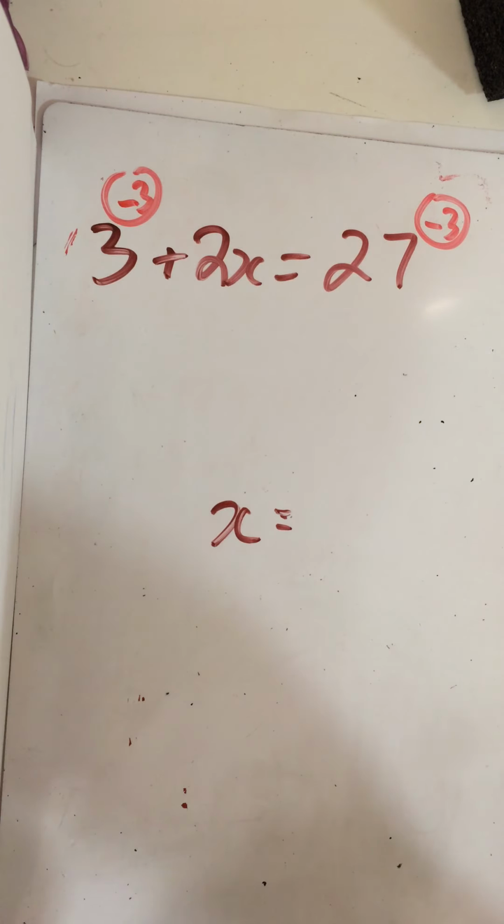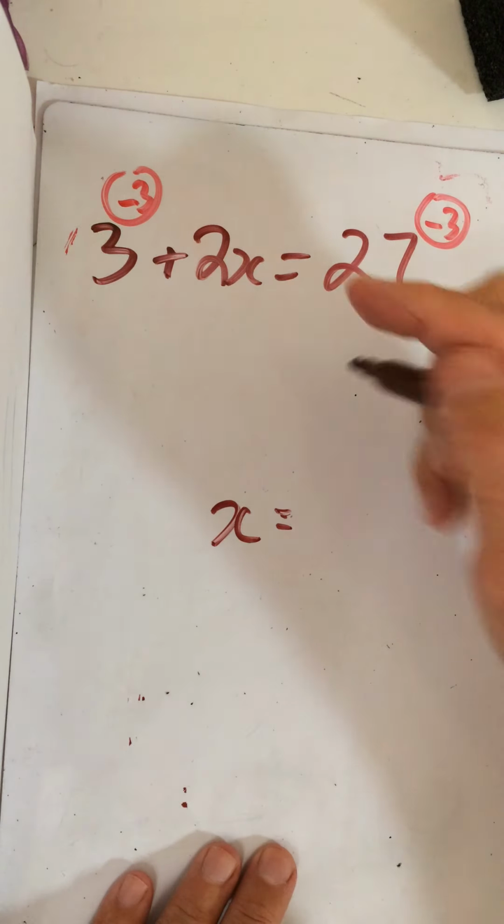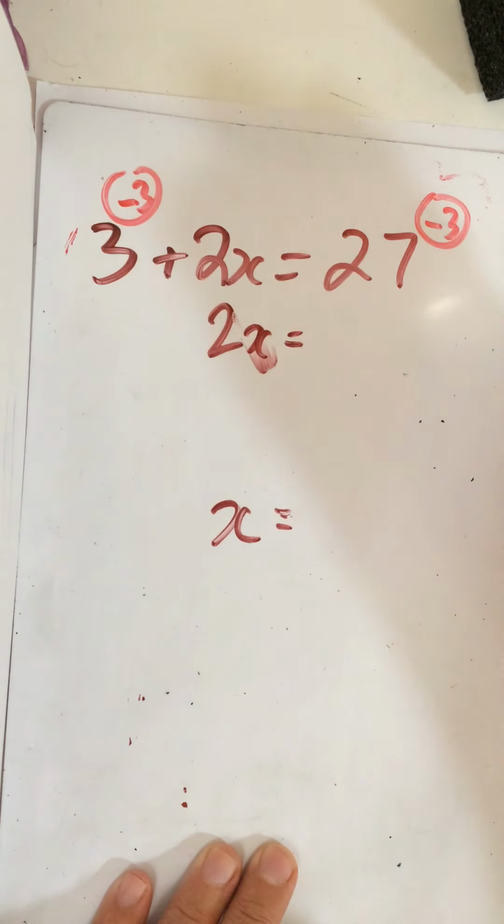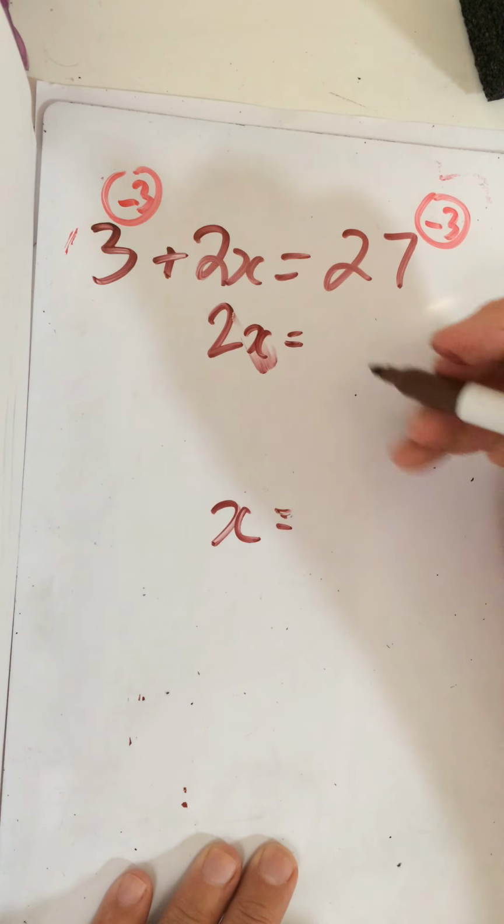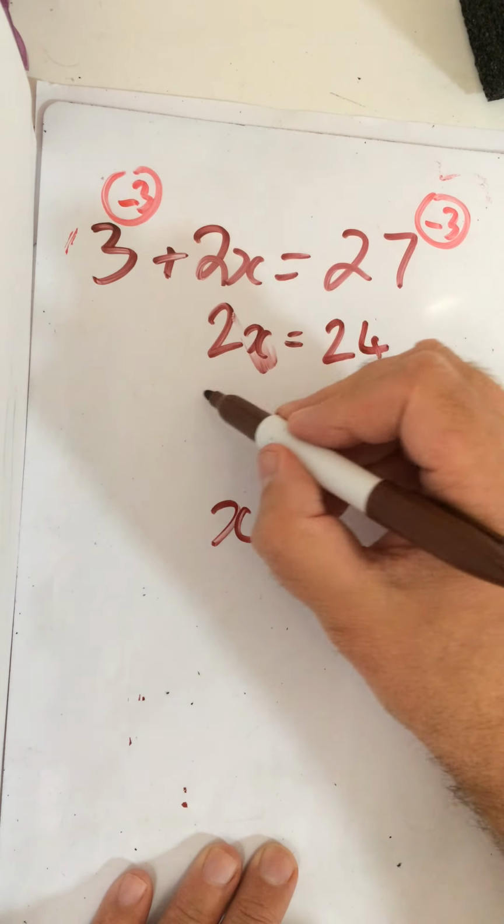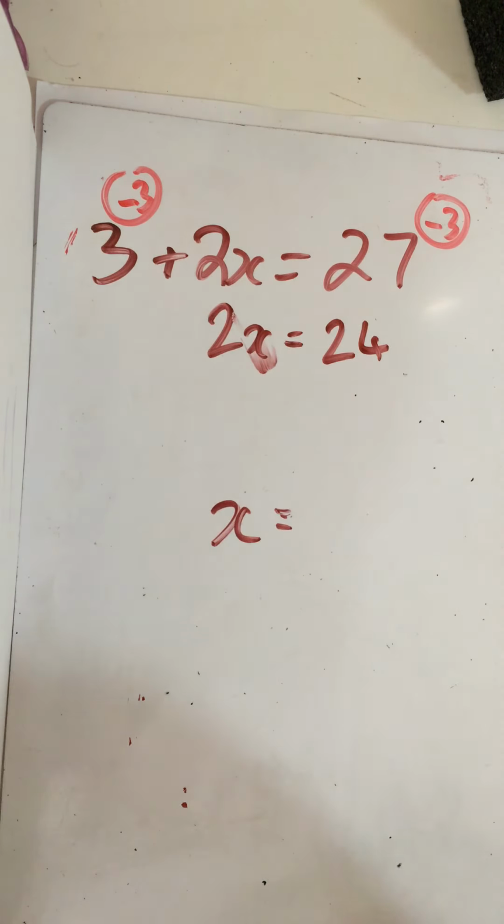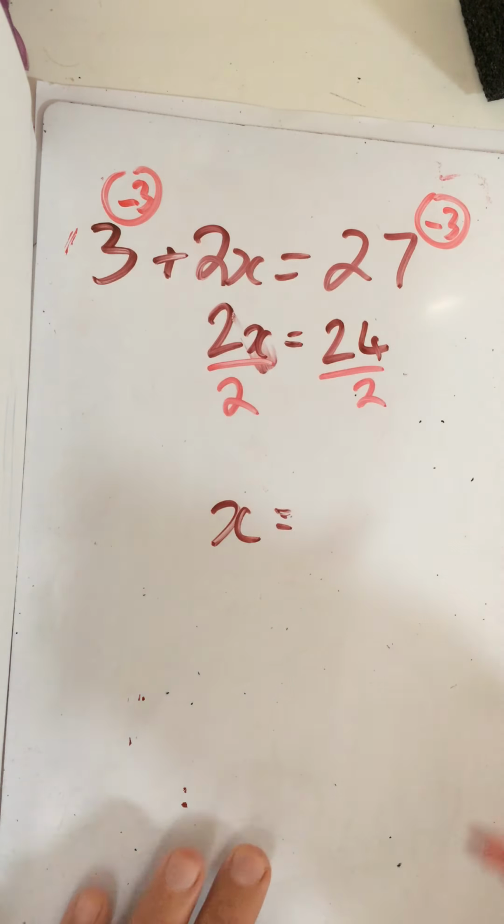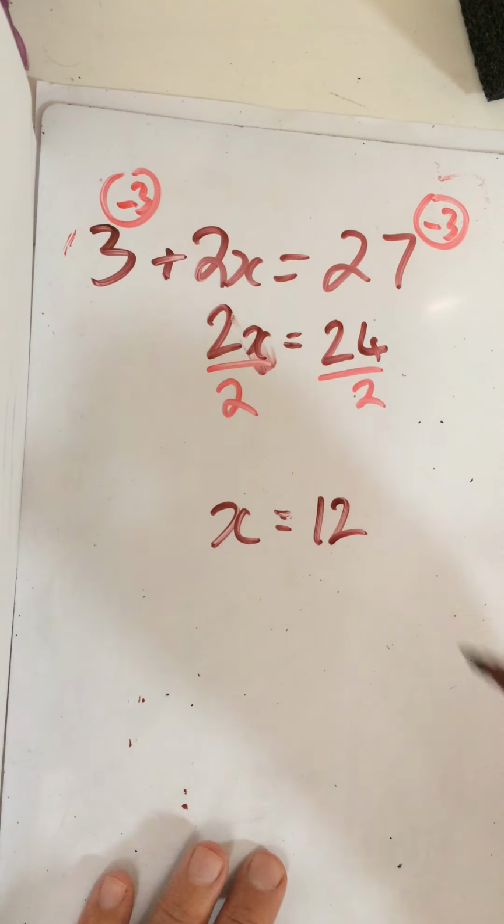Okay, so that leaves me with 2x on this side. So I've got 2x equals 27 minus 3, 24. 2 times x. I'm going to divide by 2. It's the balancing method. I did the same on the other side. x is equal to 12.